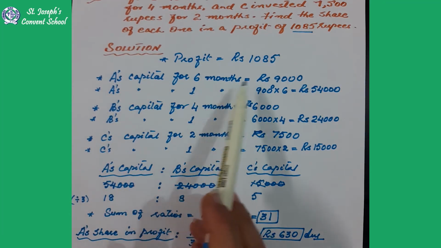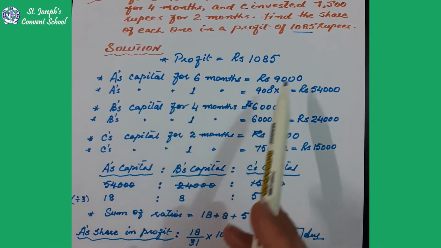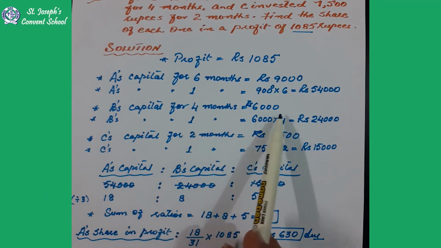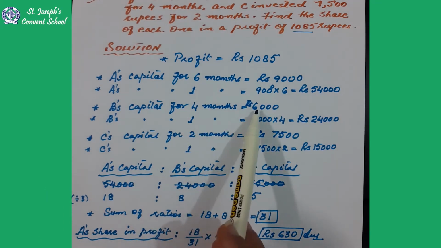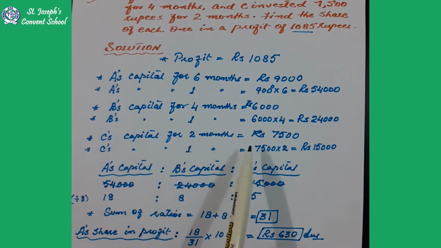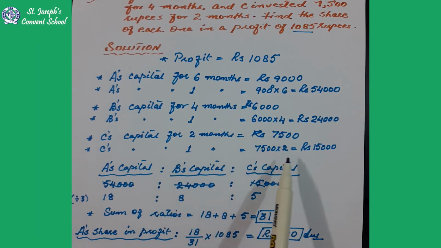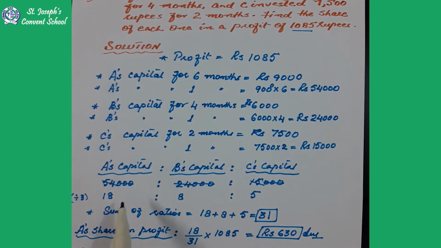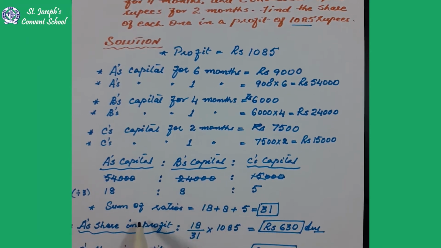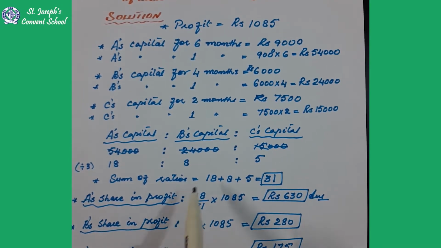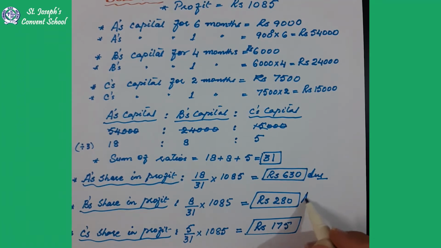A's capital is for 6 months, so you will find it for 1 month: 6 into 9,000. Same way B's capital is for 4 months, so 4 into 6,000. C's capital is for 2 months, so 2 multiplied by 7,500. Then you will write it in ratio form, simplify it, find the sum of ratios, and then in the end find the share in profit. So 18 divided by 31 into profit, then 8 divided by 31 into profit, then 5 divided by 31 into profit. So you will get each one's share in the profit. All these are the answers, these three answers.